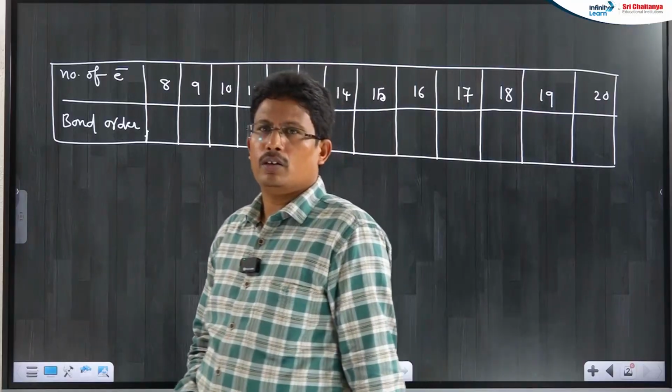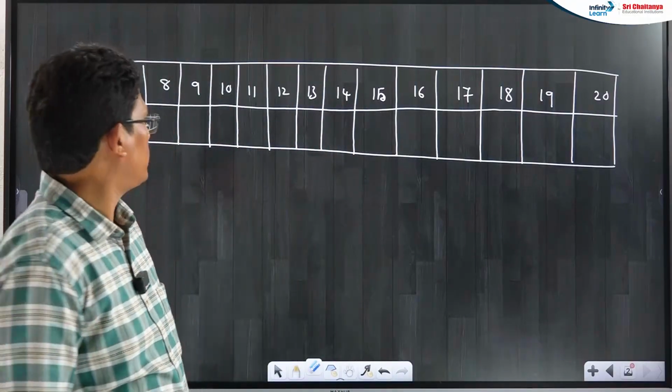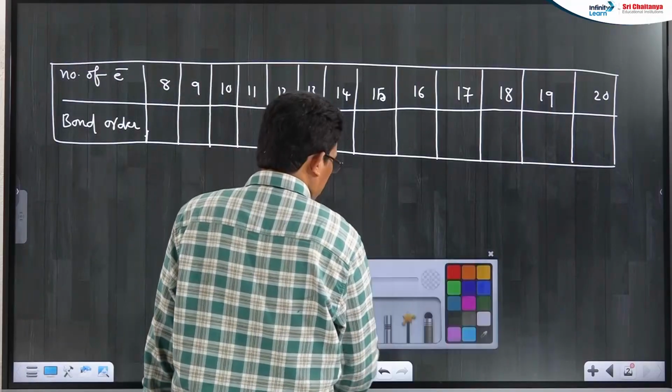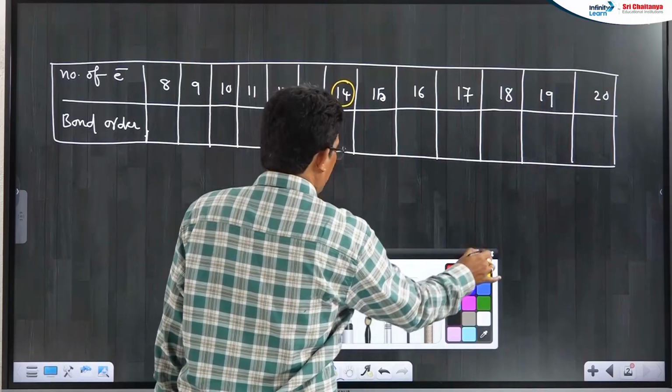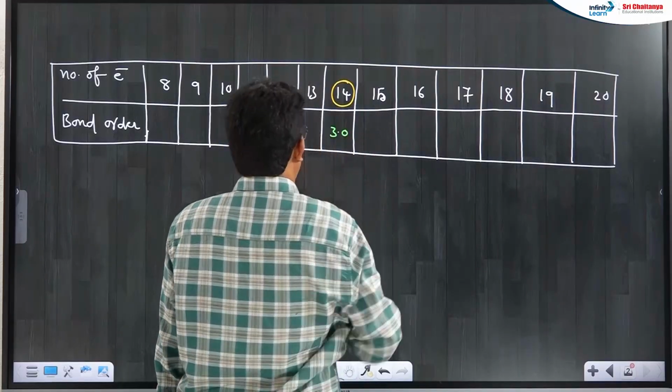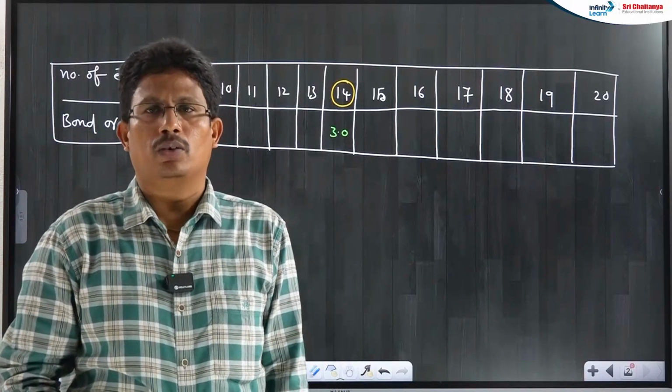You already know about the bond order of the N2 molecule. N2 has how many electrons? 14. For 14 electrons, bond order is 3, based on the configuration.